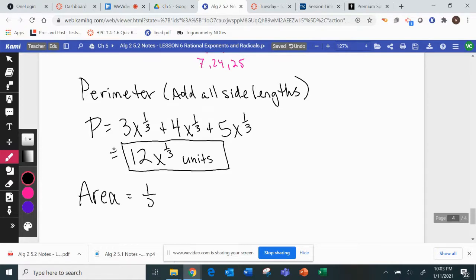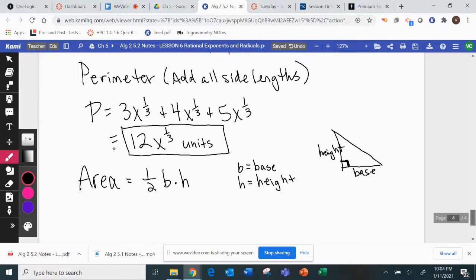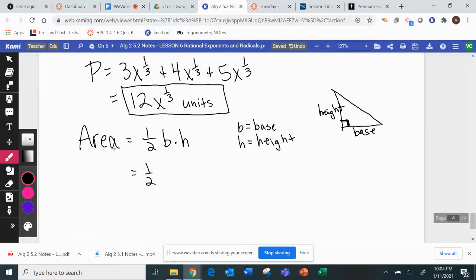And then area of a triangle, you should know, is 1/2 base times height, and remember the base and the height have to form a 90-degree angle between them. So we have to use the two values that make the 90 degrees, which in this case is 1/2 times 3x to the 1/3 multiplied by 4x to the 1/3.